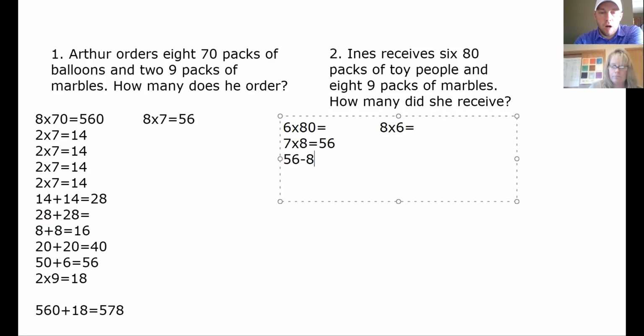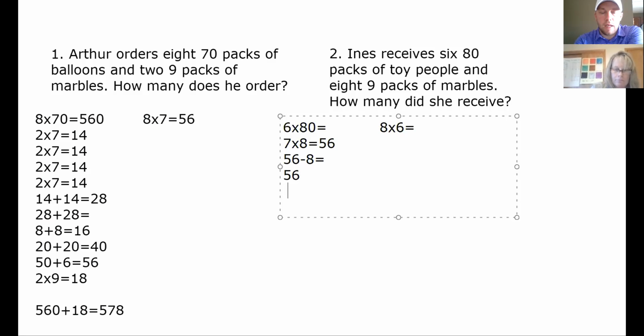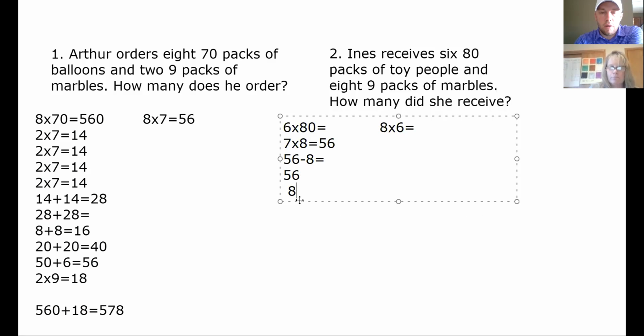I know I might have to borrow. Because I can't take 6 ones and take away 8, I want to borrow from the 5 tens. So that 5 tens will become 4 tens and the 6 will become 16. So I want to take 16 minus 8. And when I take 16 minus 8, it's going to give me 8, leaving me with 4 tens. So I know the answer, when I take 56 minus 8, I'm going to get 48.